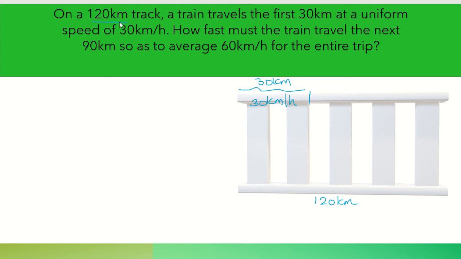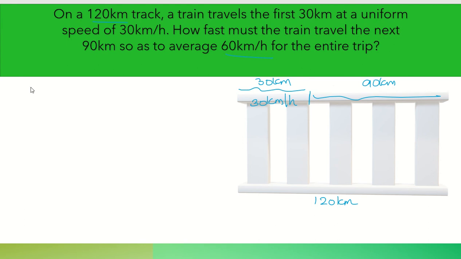So this is a 120 kilometer track, right? So how much is remaining there now? This much is 90 kilometers. So here with what speed it has to travel, that is the question. And we have to make sure the average speed is becoming 60 kilometer per hour for the total trip. So total distance of the track is 120 kilometer. Initial 30 kilometers, it is traveling with 30 kilometer per hour speed, and the remaining 90 kilometers, with what speed it has to travel, that has to be calculated by us, and the average speed of the journey is given as 60 kilometer per hour.